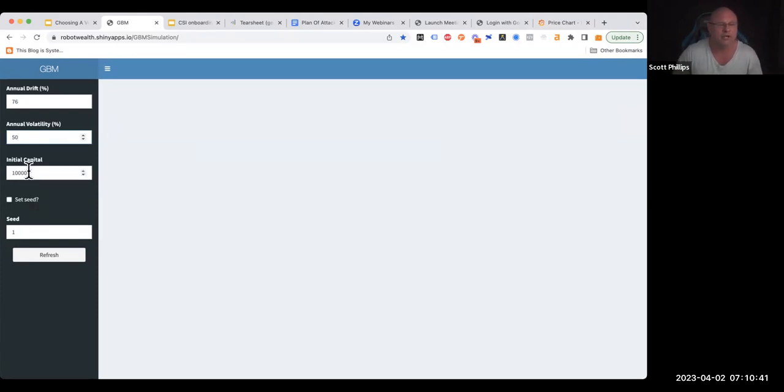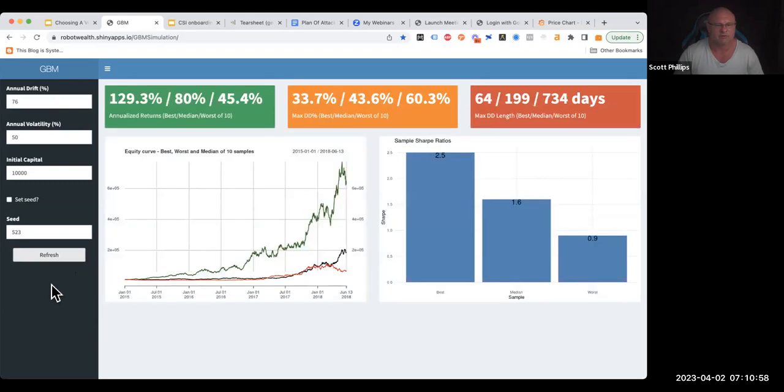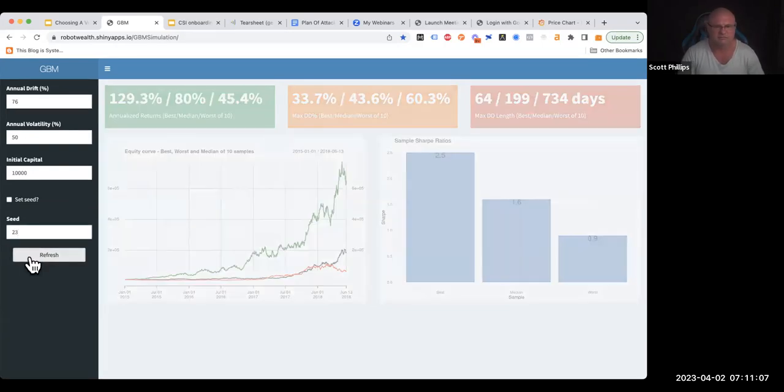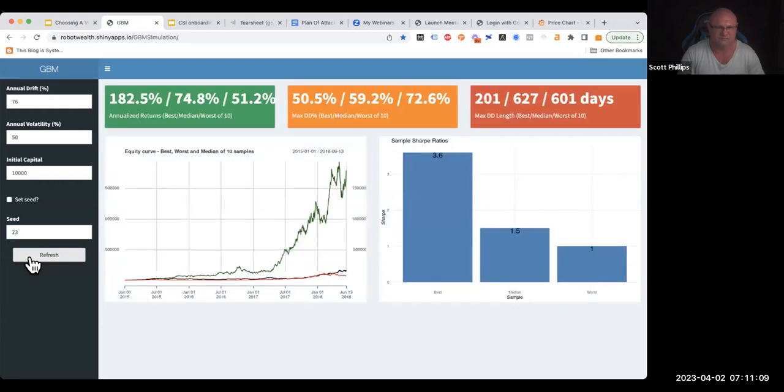So what I'd like you to put in is an initial capital of 10,000, the top number, 76% per year, the annual volatility of 50%, and your seed, we can change this around. We can pick a number, just tap in a number and we get a different simulation. So this one, we've got an average of 80%, a best of 130, a worst of there. Now we change it to a different seed, and you see we've got a totally different result.